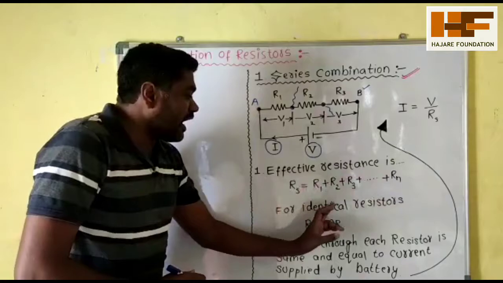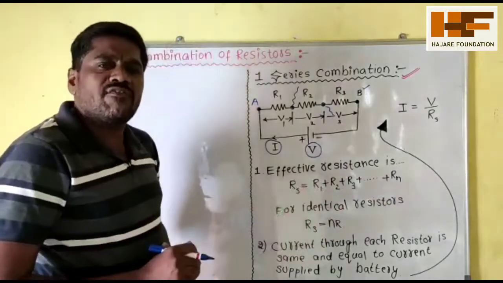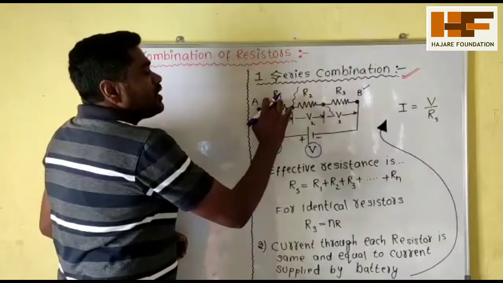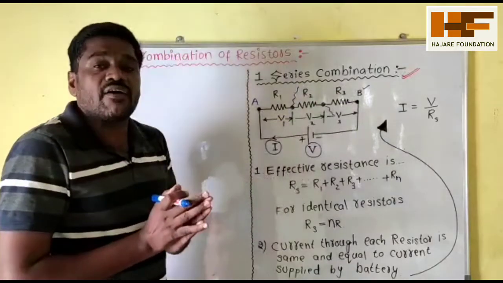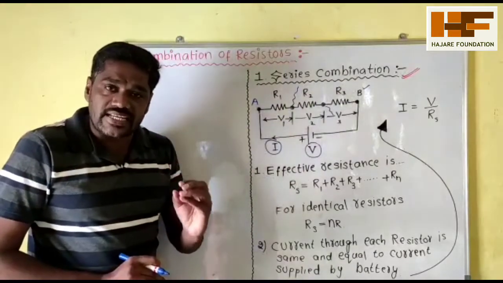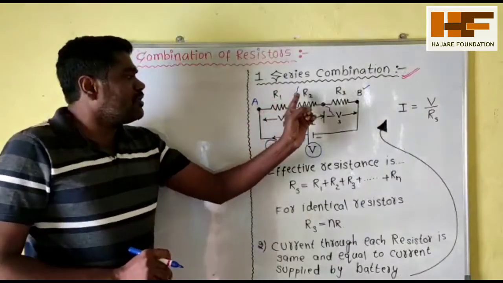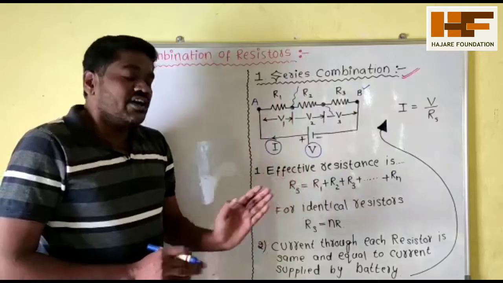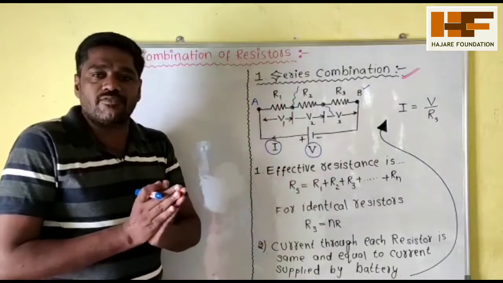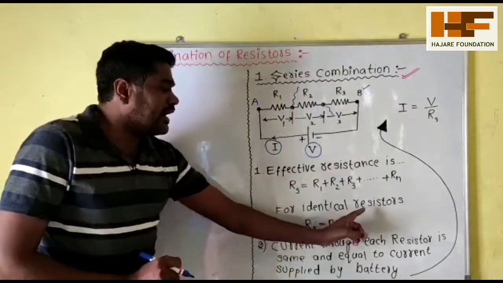Next, for identical resistances. What is the meaning of identical resistance? Here this one is R, this one is R, this is also R. It means all should have the same amount of resistance. So this is 2 ohm, this is 2 ohm, this should also be 2 ohm. If all have the same amount of resistance, that is called identical resistance.